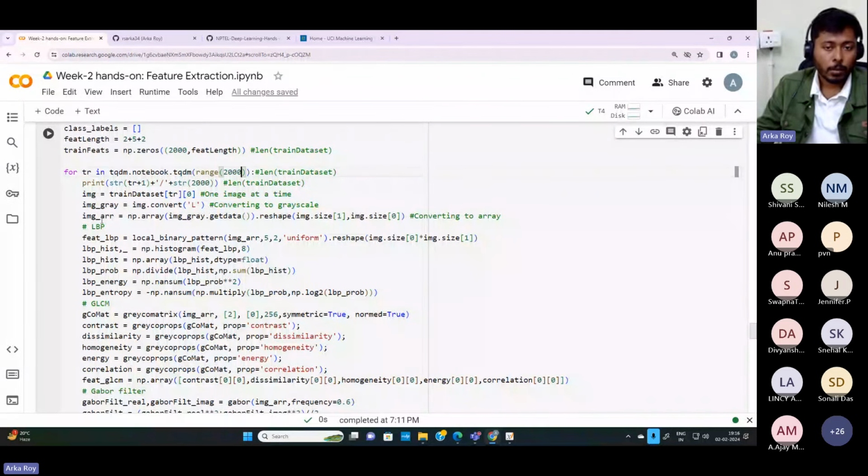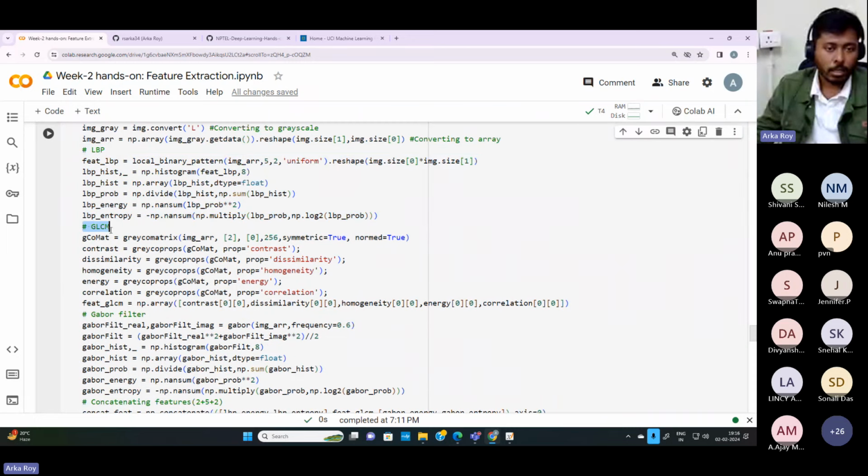Then we are actually converting into an NP array. Followed by that, this is the LBP, that is local binary pattern. All these top parts have been already discussed previously. Then this is the GLCM part. So you can extract GLCM using gray co-matrix, and you can get the features, that is contrast, dissimilarity, energy, like that from the gray co-props. And then you can store all these feature values as a concatenated vector.